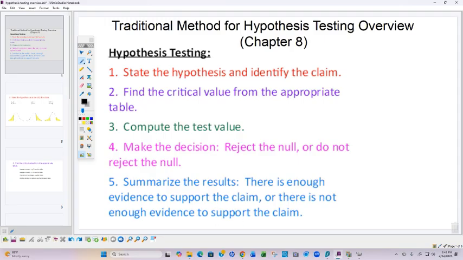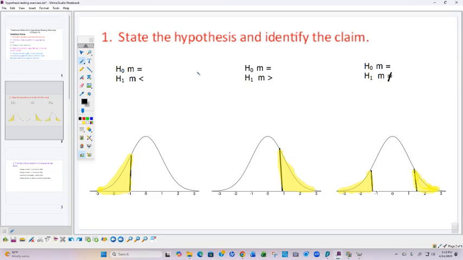Now let's break these up a little. So for step 1, you're going to have to state the null, H sub 0, which is always mu equals. Okay, you'll see it in all 3 cases. And I'm just using means or averages right now. We're not going to talk about chi-squared yet. Okay. You also have to state the alternative.